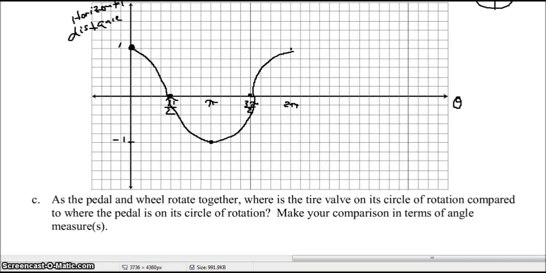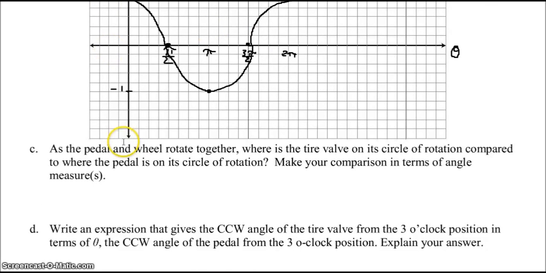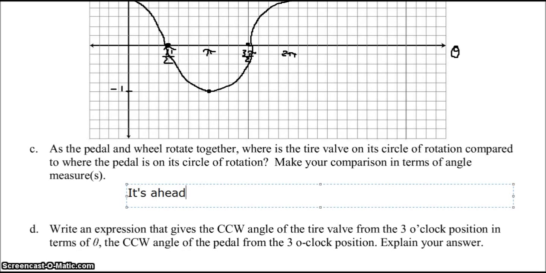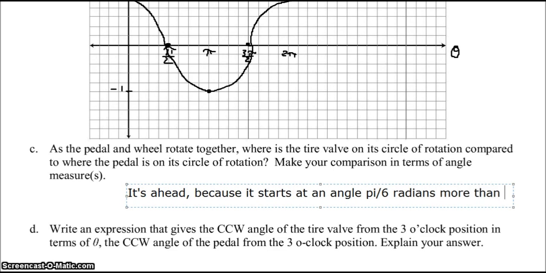As the pedal and wheel rotate together, where is the tire valve on its circle of rotation compared to where the pedal is on its circle of rotation? Well, it's ahead by pi over 6. Let's see, it's ahead because it starts at an angle pi over 6 radians more than the pedal.